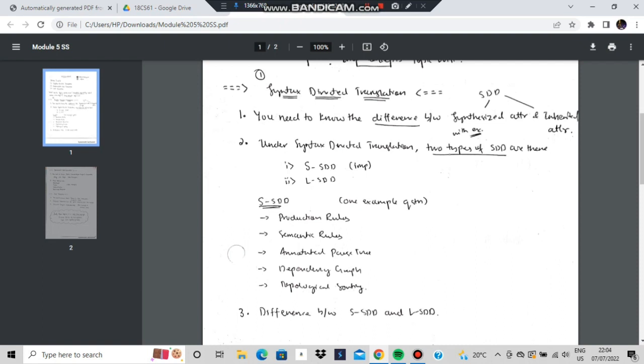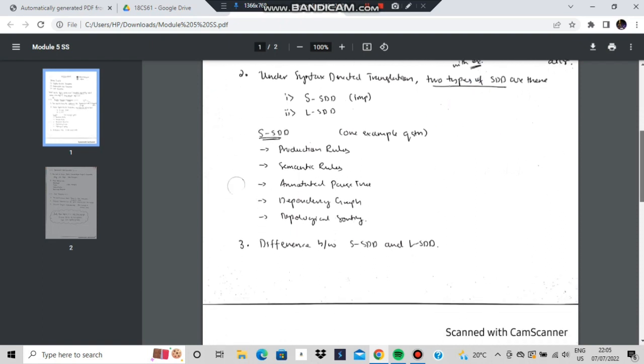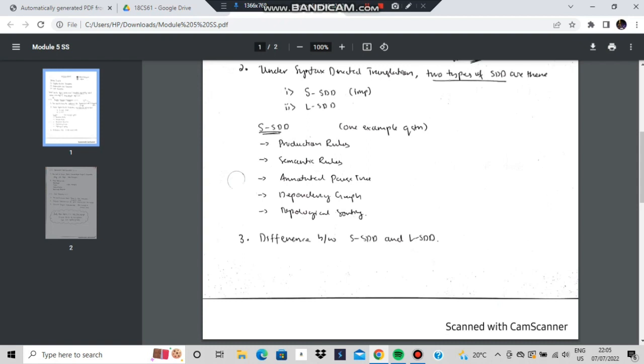First you need to know what SDD is, the definition of it, and what synthesized and inherited attributes are, just the definitions. Then we will dive deep into synthesized. We have two types: inherited, known as L-SDD, and synthesized, known as S-SDD. Inside S-SDD we will get numericals as well. In those numericals it's important to know production rules, semantic rules, annotated parse tree, dependency graph, and topological sorting. You need to know how to write these for a given S-SDD. An expression will be given, you have to write these things, and we'll discuss one example question for it.